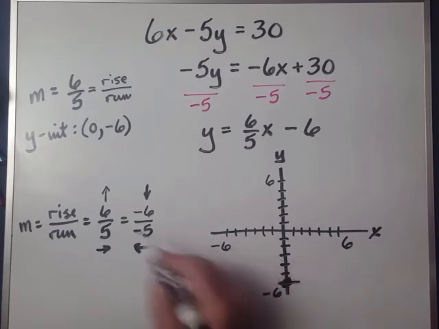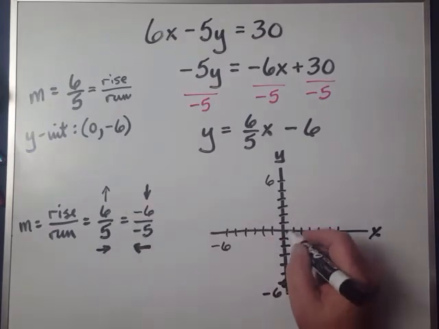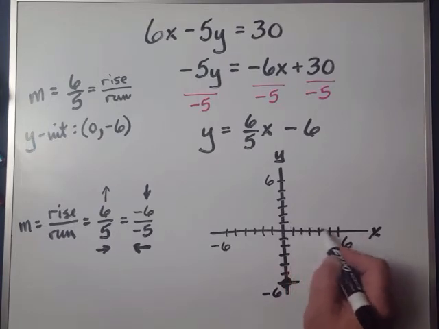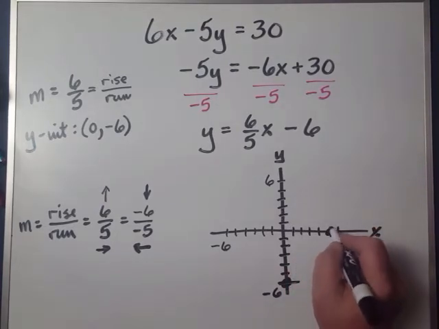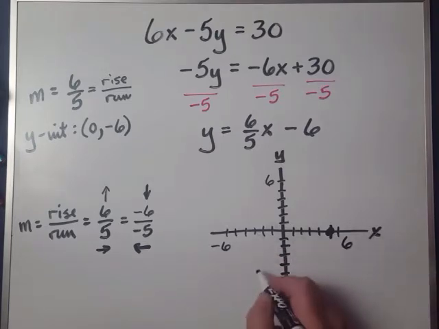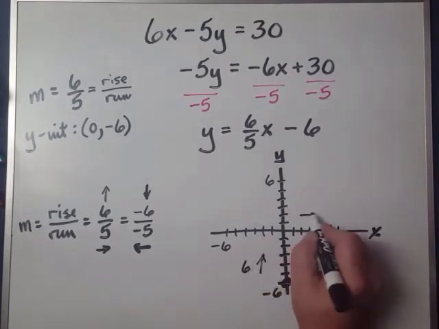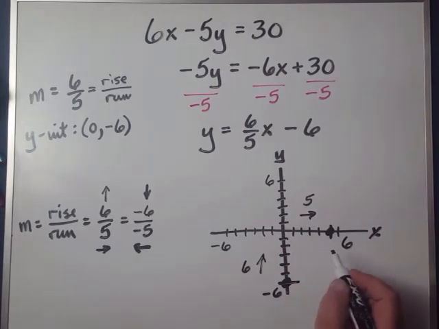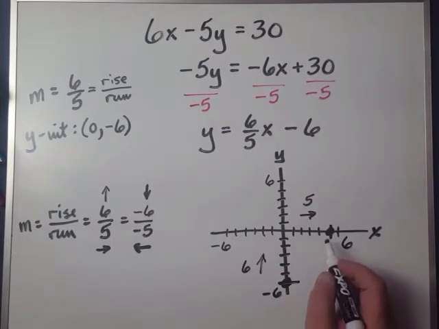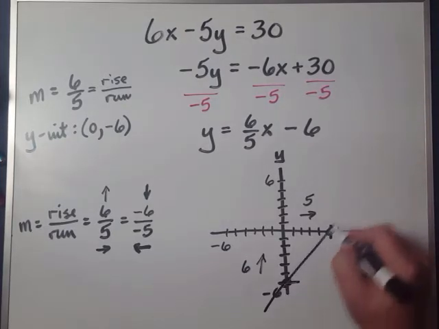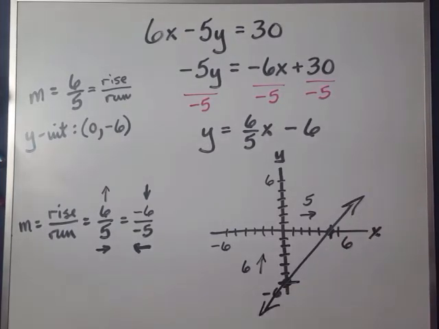From this point, we need to go up 6 units. 1, 2, 3, 4, 5, 6 lands us right at the origin, and over 5. 1, 2, 3, 4, 5 puts us right there at 5 on my x-axis. We went up 6 and over 5 units. Always easier to count on graph paper when you've got that grid. But we found our second point, and so we're ready to draw the line through those points.